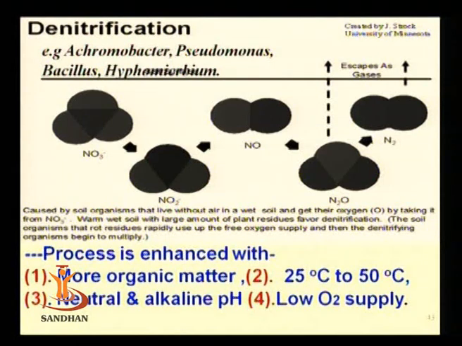The process of nitrification is often enhanced when there is more organic content, when the temperature is about 25 to 50 degrees Celsius, at neutral or alkaline pH and at low oxygen supply. Thus, these were the basic 5 steps of the nitrogen cycle.